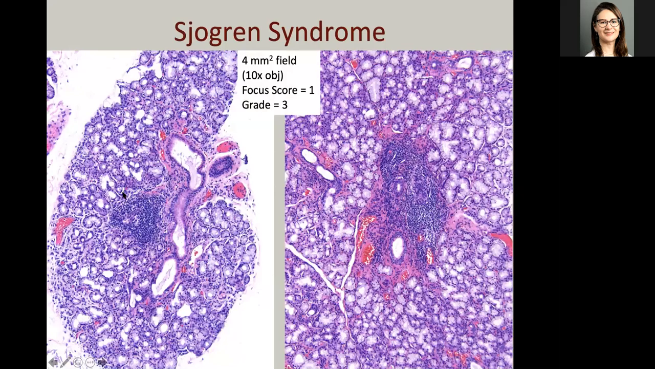This blue area is composed of lymphocytes and plasma cells. In this case, it's sort of surrounding a duct and pushing into the adjacent stroma. But as long as you see a field containing one of these lymphoid foci, your focus score is 1, right? Each focus in that field gets a score of 1.